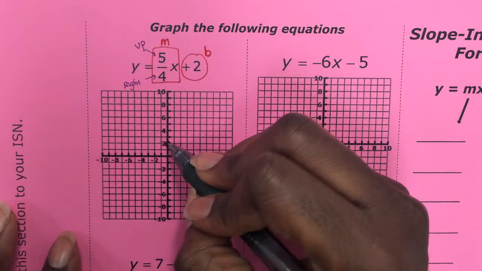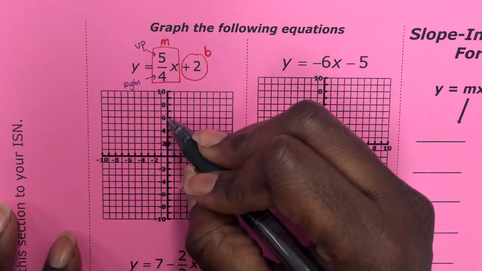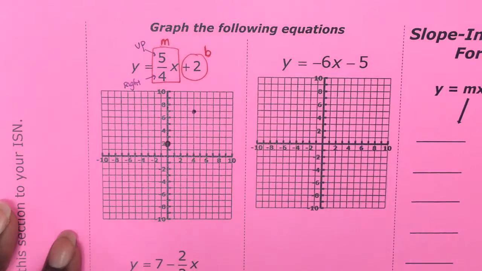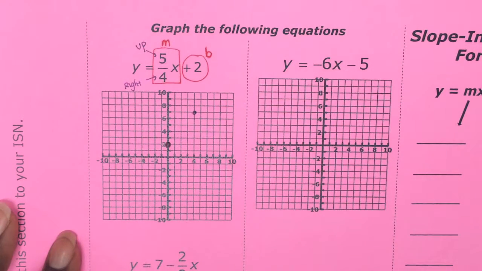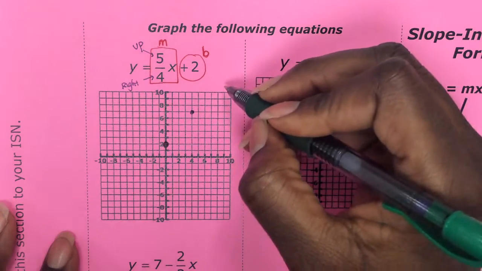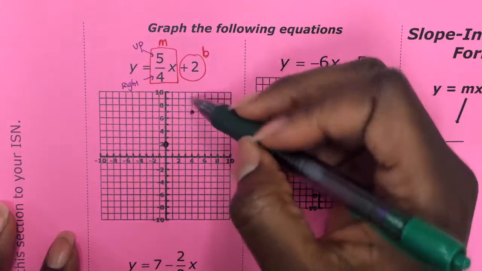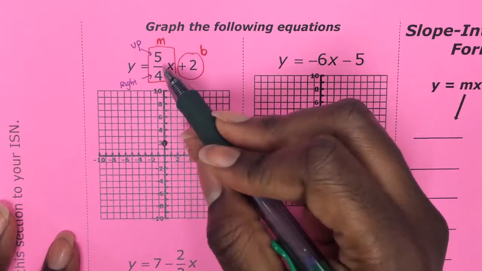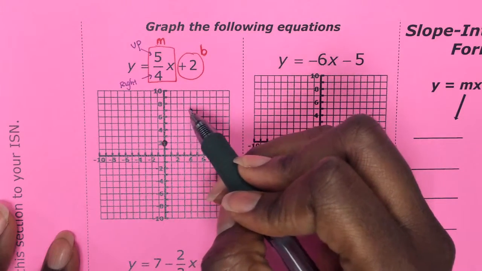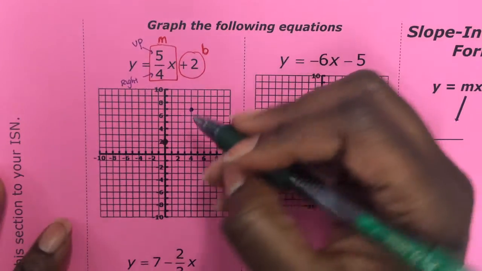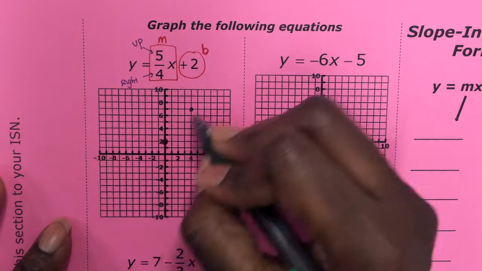So from the b point, I go up 2, 3, 4, 5 over 1, 2, 3, 4. That's my next point. And notice I don't have enough room to go up 5 over 4 again. So I've got to try to find the pattern. But in the beginning, you always go up the top number and to the right the bottom number. Always to the right. So then that would be my line as good as I can get it.